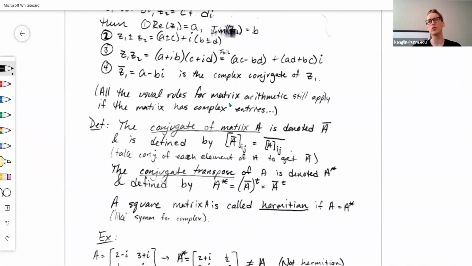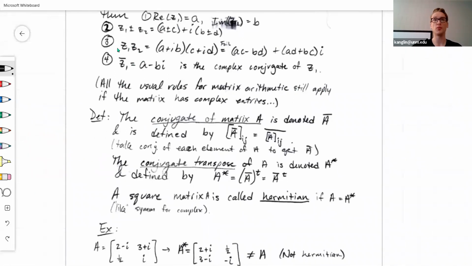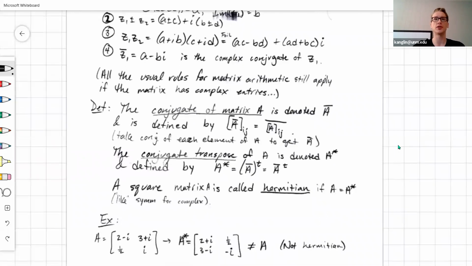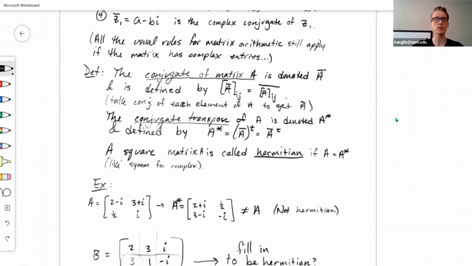It turns out all the usual rules for matrix arithmetic still apply if the matrix has complex entries. It's just you have to be careful with how you add or subtract complex numbers, or multiply them in the case of doing a matrix multiplication with complex entries. Now, once we've established the idea that there's no reason we should exclude complex numbers from being the entries of our matrices, then we can define a few more types of matrices involving complex stuff.